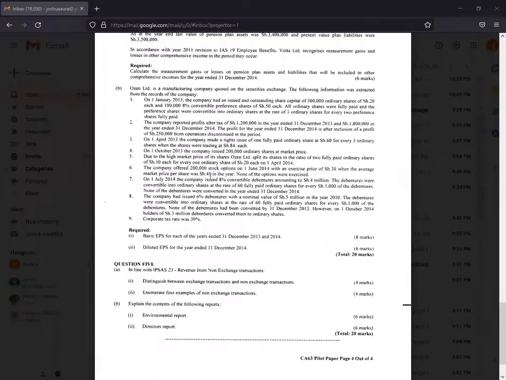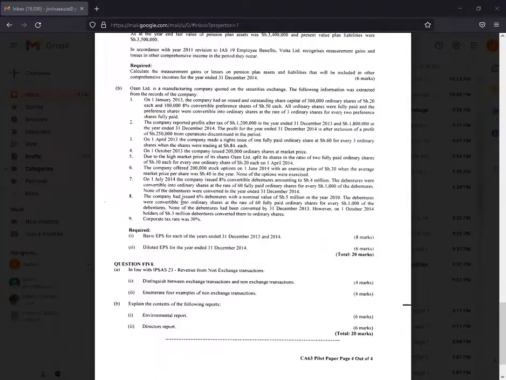We are told the company offered 200,000 stock options on 1st June 2014 with an exercise price of shillings 30, when the average market price per share in the year was 40. None of the options were exercised. This will help us in diluted EPS.